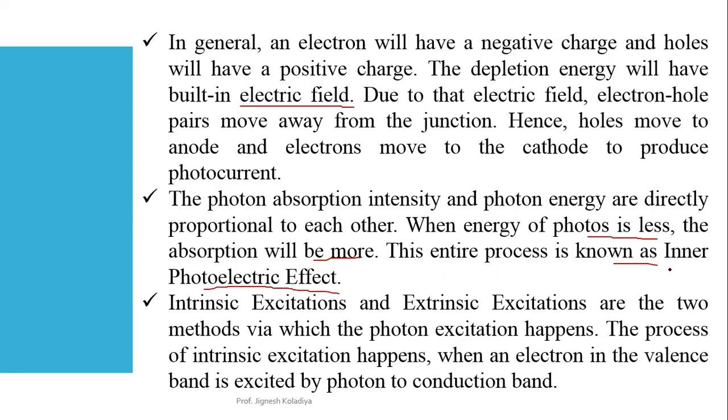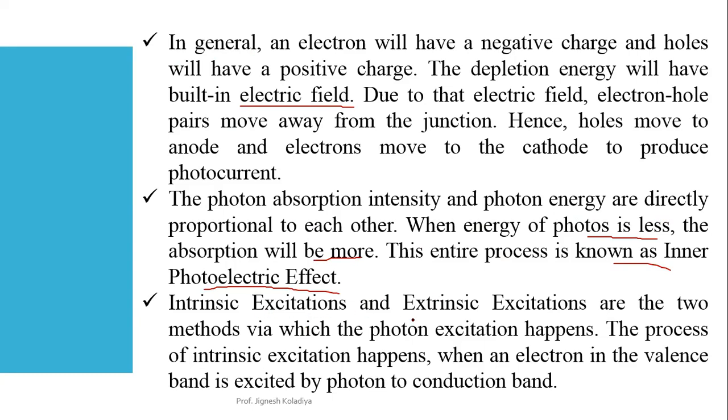So what is the inner photoelectric effect? An electron will have a negative charge and holes will have a positive charge. The depletion region will have a built-in electric field, and due to this electric field, electron hole pairs move away from the junction. So holes are going towards the anode and electrons moving towards the cathode in order to produce the photocurrent. Photon absorption intensity and photon energy are directly proportional to each other. When the energy of photon is less, absorption will be more, and this process is known as the inner photoelectric effect.